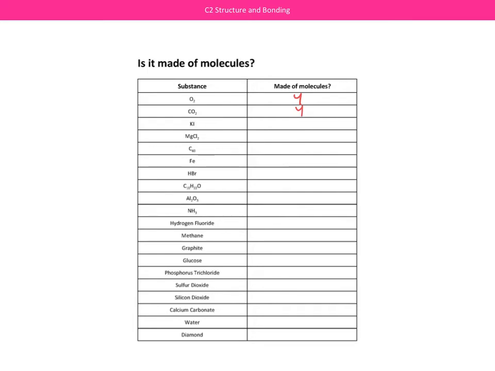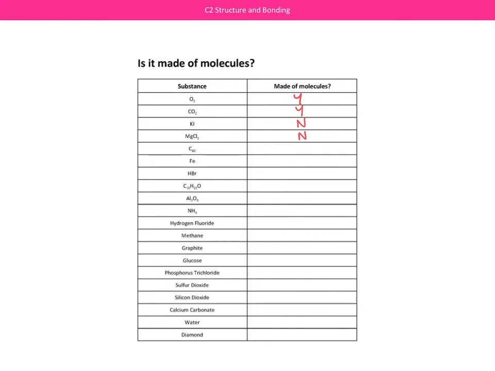KI is potassium iodide. So does it have non-metals only? Well, potassium is a metal, so straight away we can say no to that. Magnesium chloride, MgCl2. Does it consist of, or is it made of, non-metals only? Well, magnesium is a metal, so the answer to that is no.